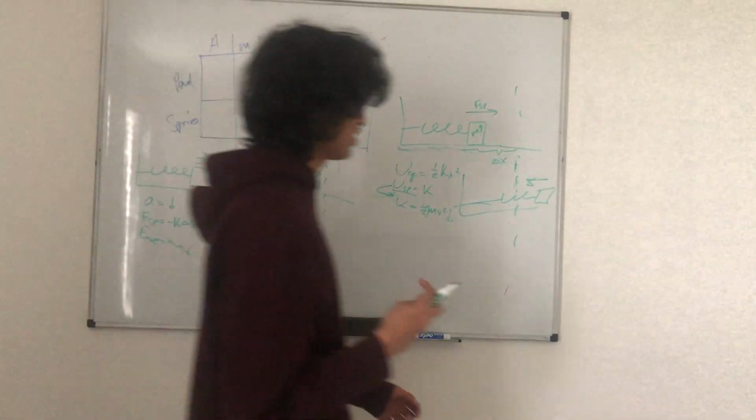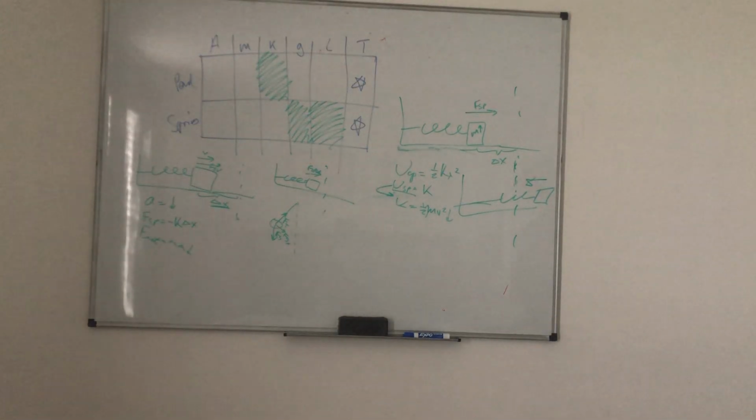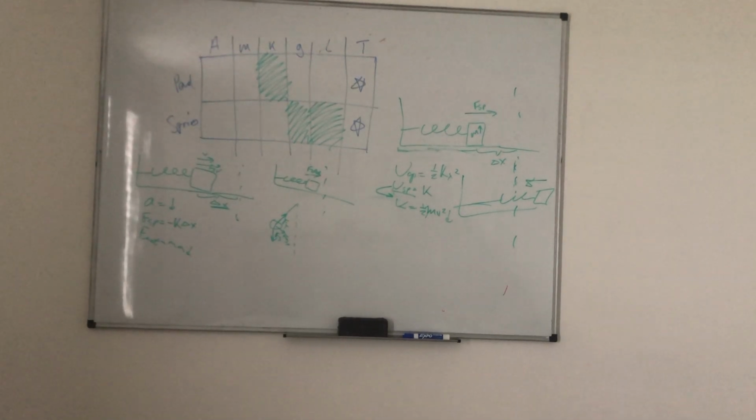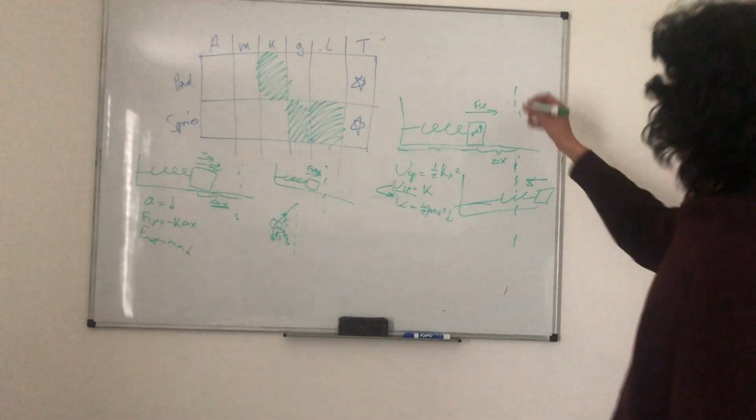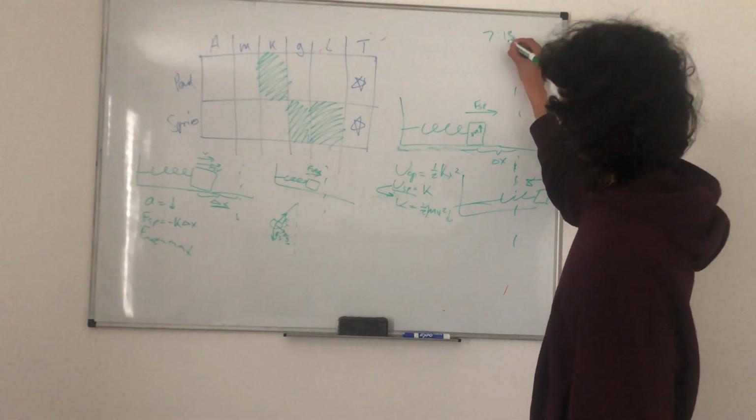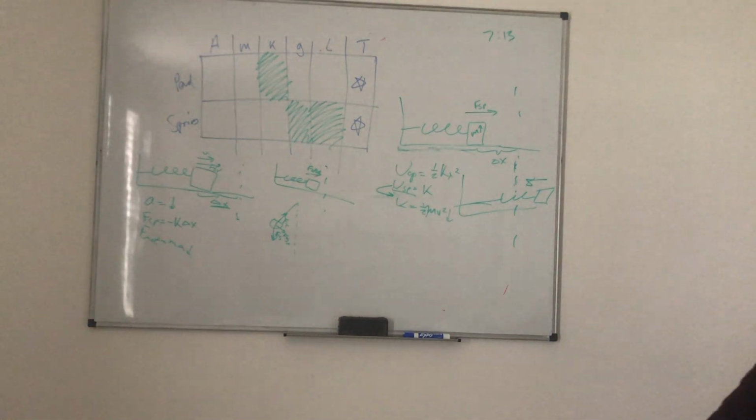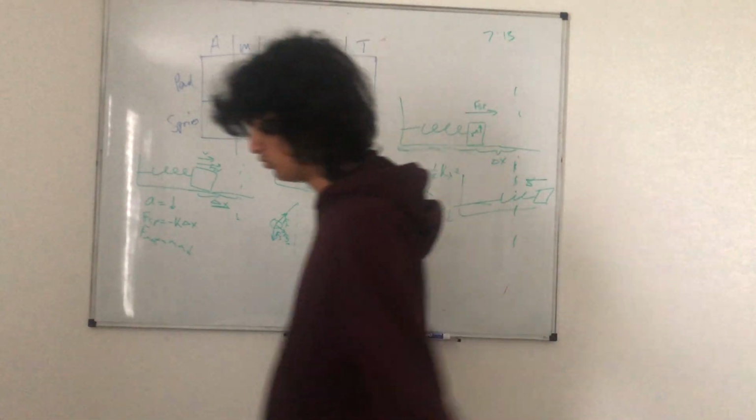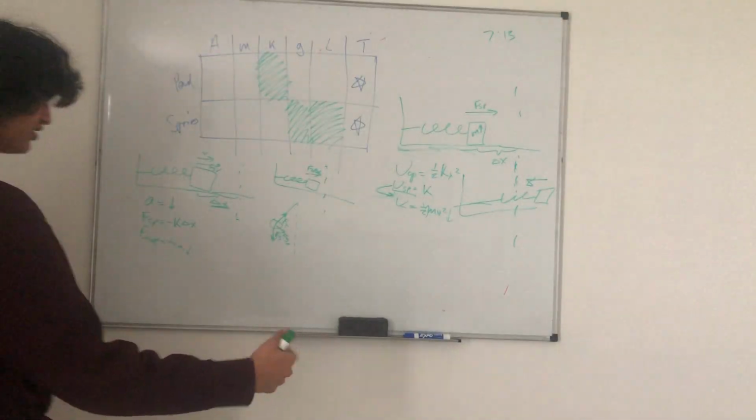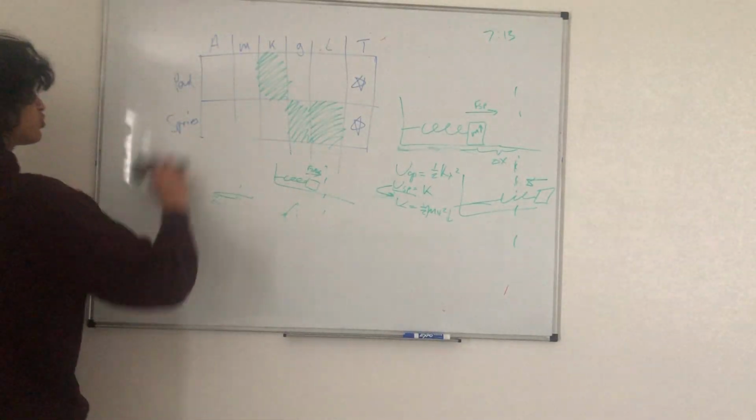So let me check what time I'm at. 7:13. Okay, I'm going to write down on my board 7:13 so that I can add the timestamps later on. Let's go on to SCP-4. I think SCP-4 is pretty straightforward, this unit.